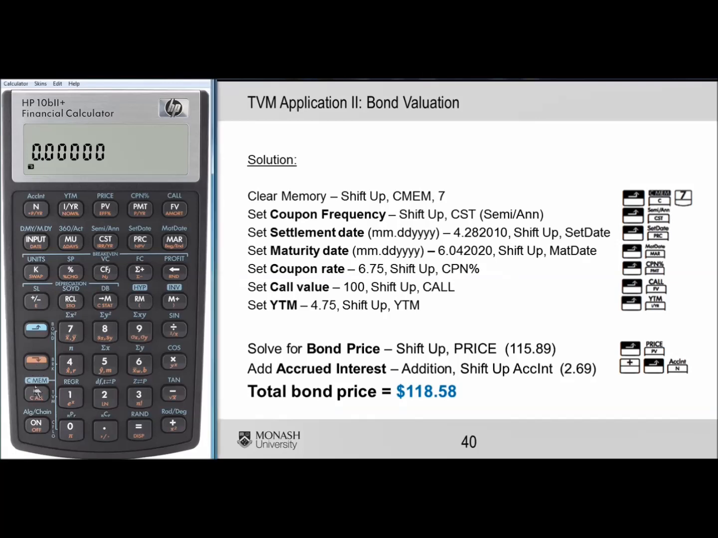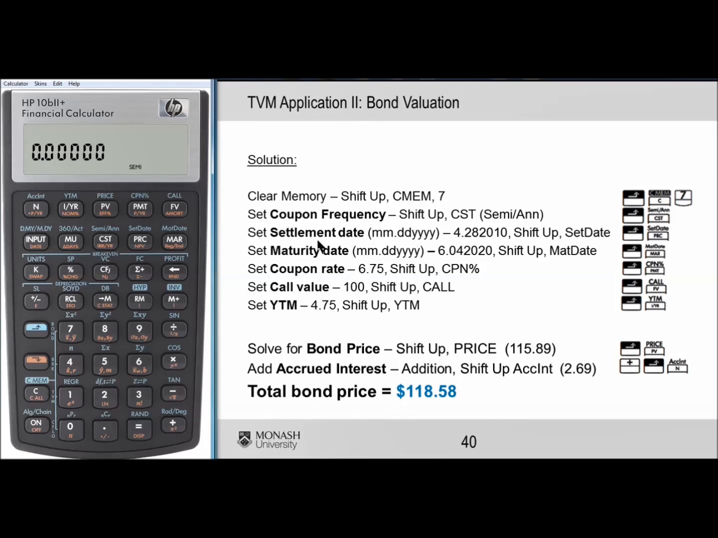So first of all, clear all memory, shift down and C, or clear the bond memory. So to clear the bond memory, shift up, C and 7. Next, set the coupon frequency. So this is a semi-annual coupon paying bond. So we need to make sure that the calculator is set into the semi mode. So to get that, shift up and CST. So you will see the semi annunciator appears.